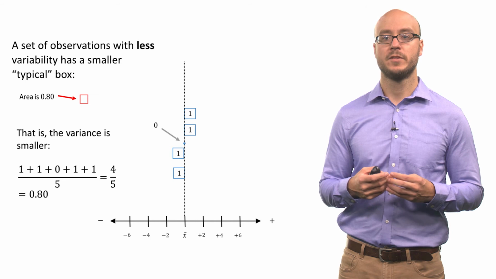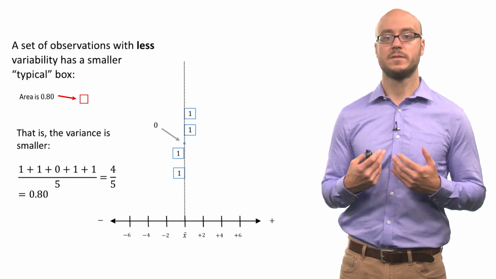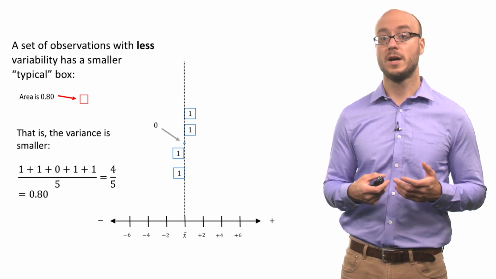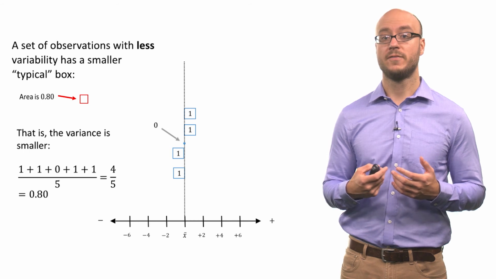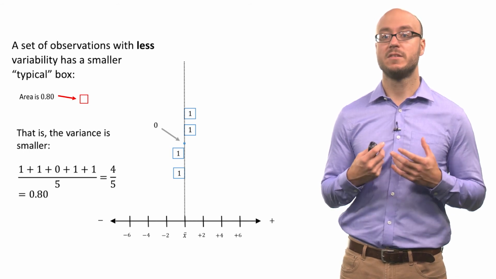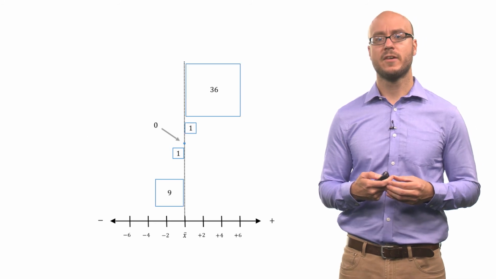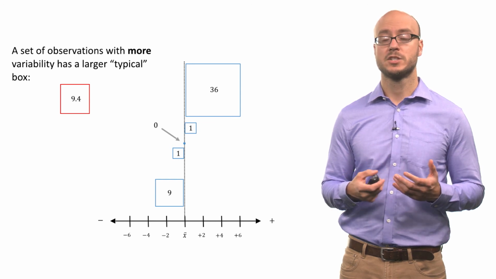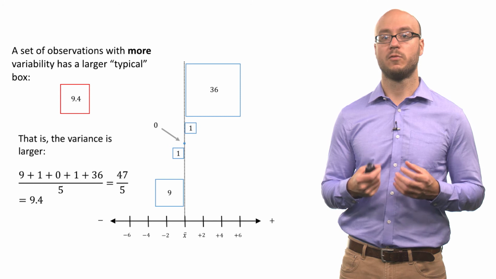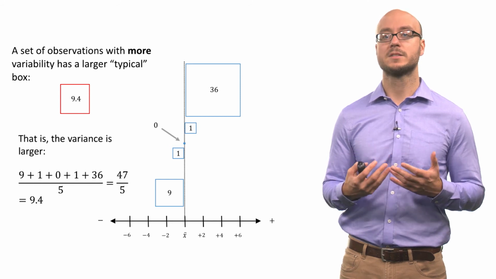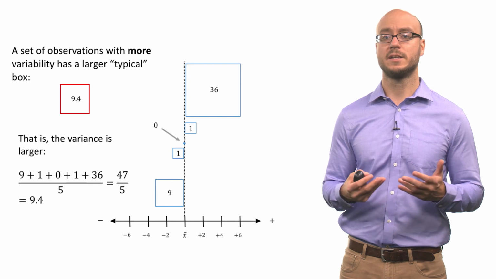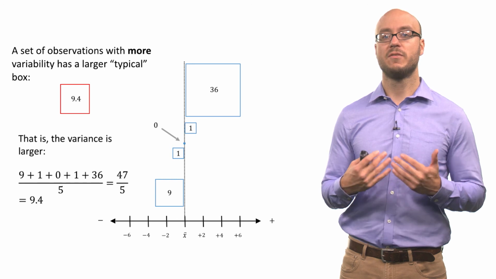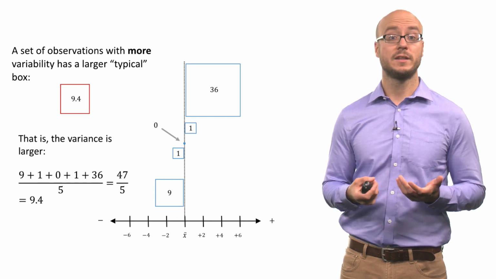So for this example, the total variation, the total sum of the squared deviations around the mean, is 1 plus 1 plus 0 plus 1 plus 1, divided by 5, or 4 divided by 5, which is 0.8. So that's the variance for this set of observations. The variance for a data set with more variability has a box that is a little bit larger. So for this case, the variance is 9.4. The area of a typical box for this set of observations is 9.4. It's calculated the same way as before. You take the total variability for a set of observations, and then you divide by the number of observations. And we get this value of 9.4.